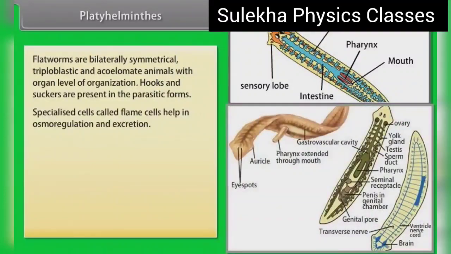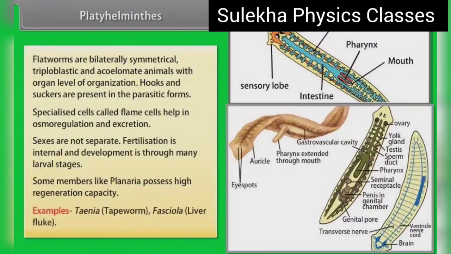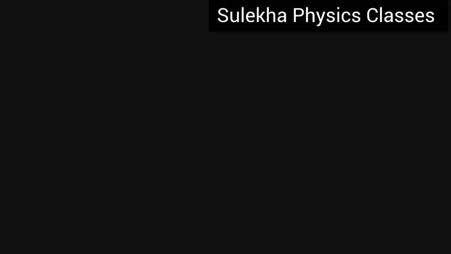Specialized cells called flame cells help in osmoregulation and excretion. Sexes are not separate. Fertilization is internal and development is through many larval stages. Some members like Planaria possess high regeneration capacity. Example, Taenia, that is tapeworm, Fasciola, that is liver fluke.